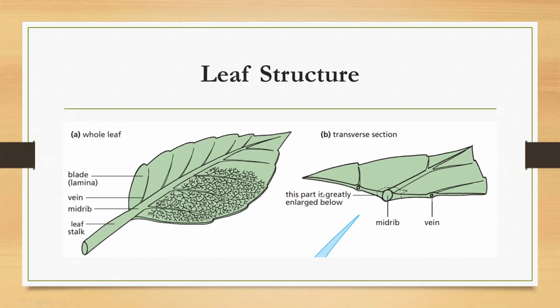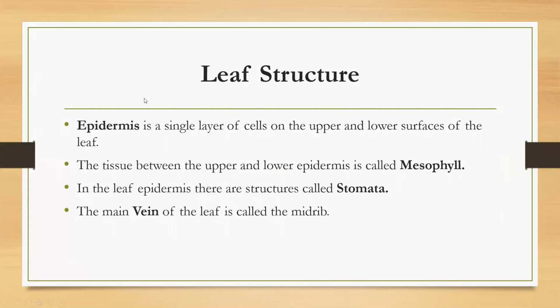Okay, we will go into the next material. In leaf structure, there are epidermis, mesophyll, stomata, and vein. Epidermis is a single layer of cells on the upper or on the upper and lower surface. I mean, if this is a leaf, on the upper and lower leaf surface, there is epidermis. And then the second is mesophyll. Mesophyll is like tissue between the upper and lower epidermis.